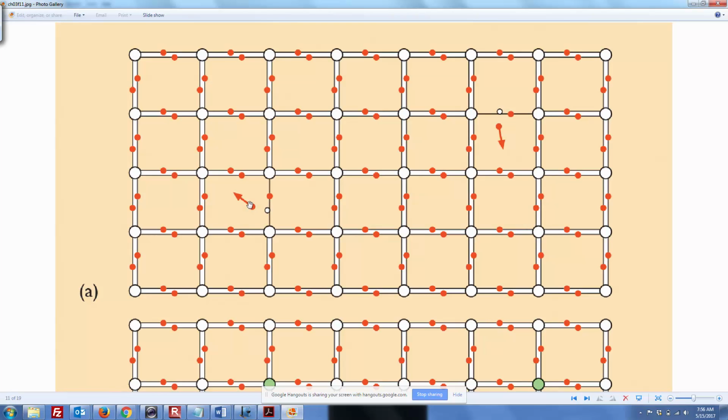And each one of these arrows is an electron moving around in the lattice. So the electrons can move. What we're looking at is an atomic lattice of silicon. This is the fundamental component of the solar cell.